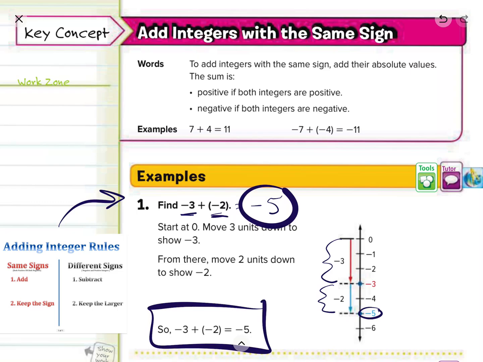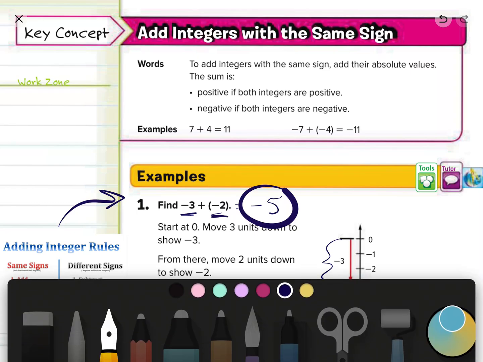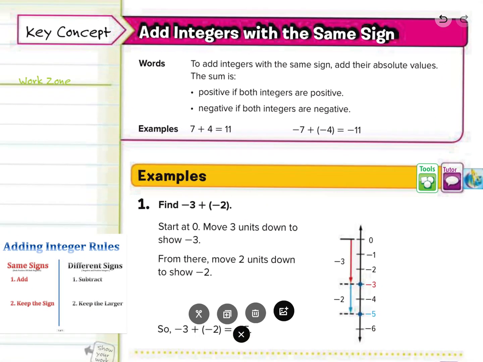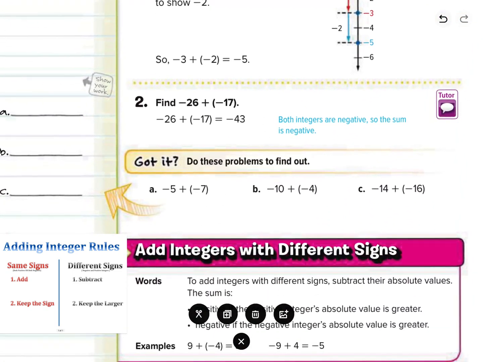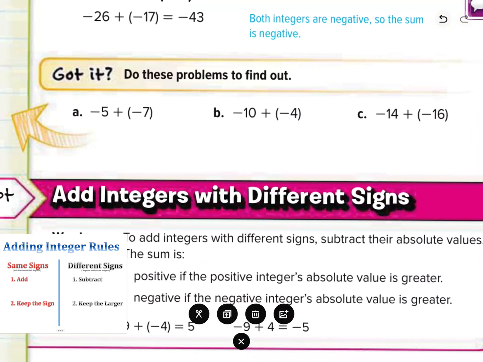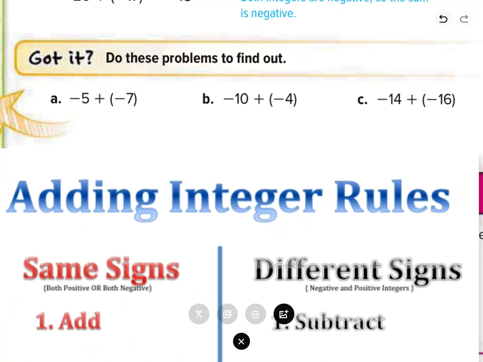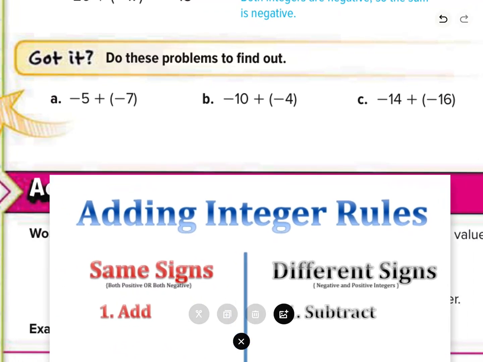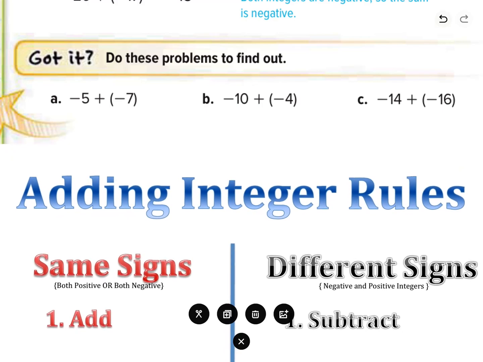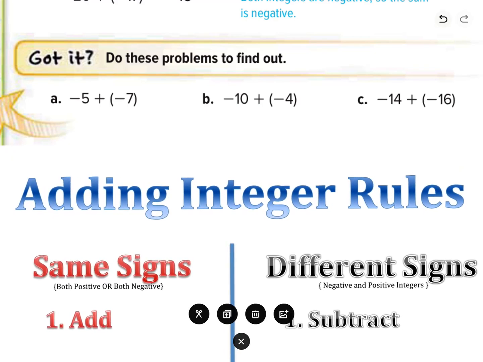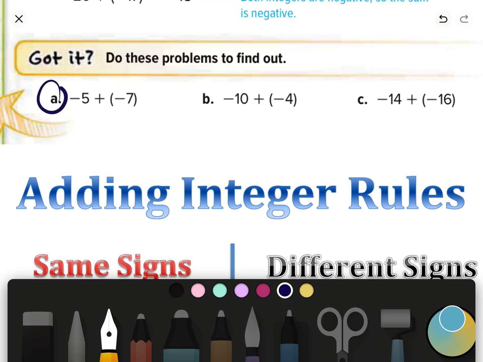So there you go. Let's go down here a little bit more and try some of these other problems. Again, these are all same signs right here, right? Same signs, add and keep the sign. A, -5 plus -7. Same signs, we add 5 and 7, that is 12. They're both negative. My answer is -12.